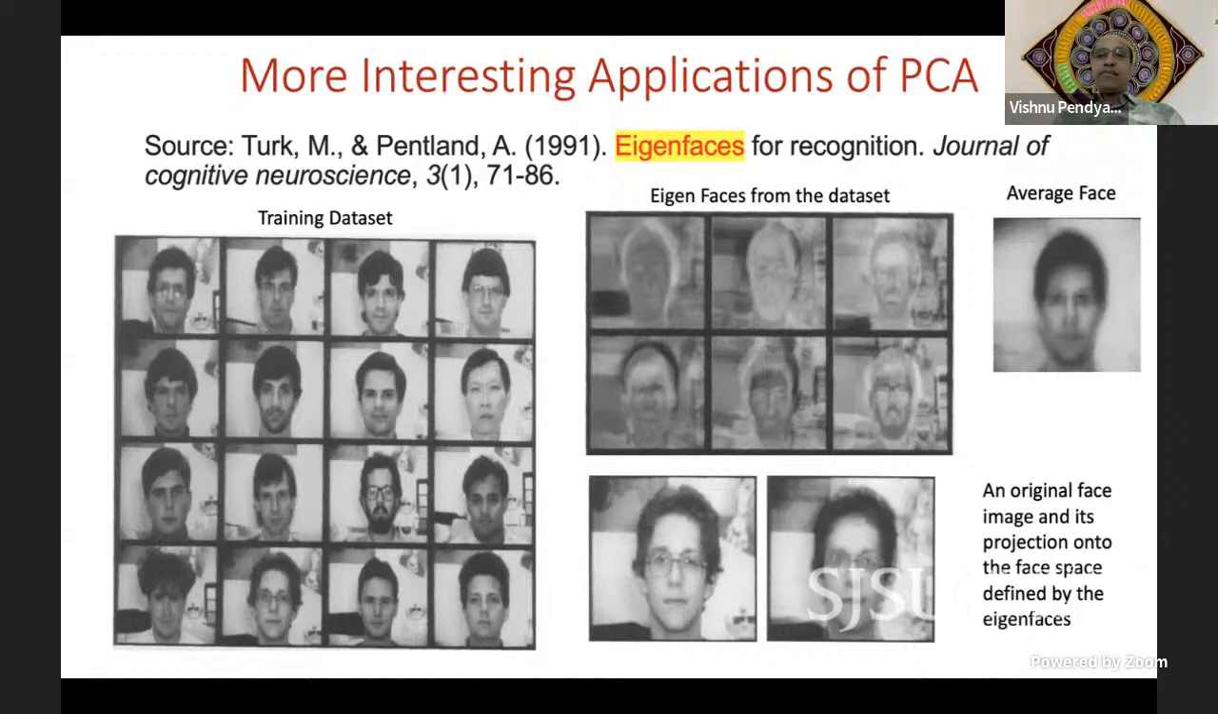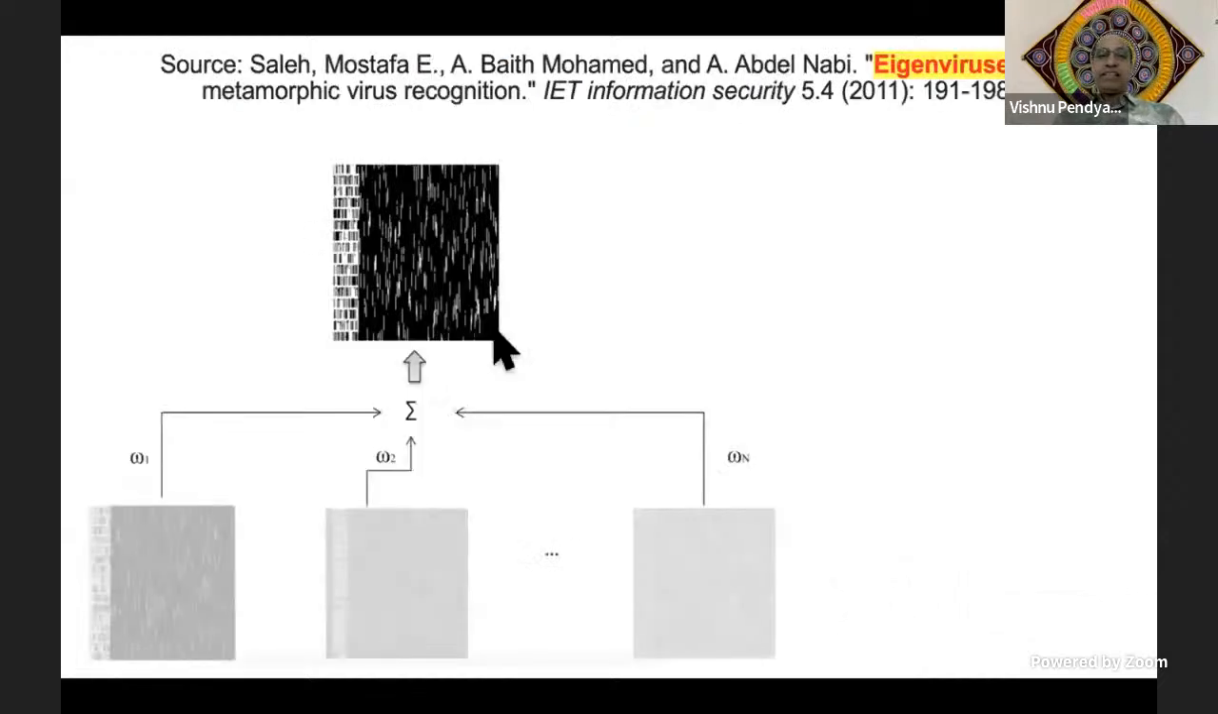So that is the idea proposed in this paper, very interesting. And another paper in 2011 came up with this idea of eigenviruses. Anyway, we are processing bytes, so why not do PCA on the bytes in an executable file? They use bytes in the .text section.